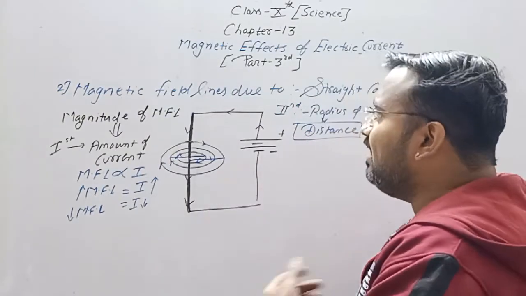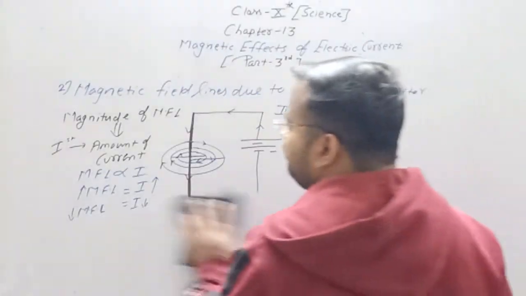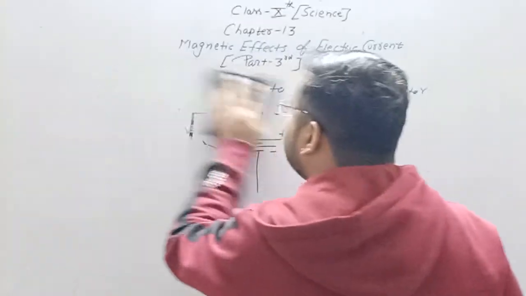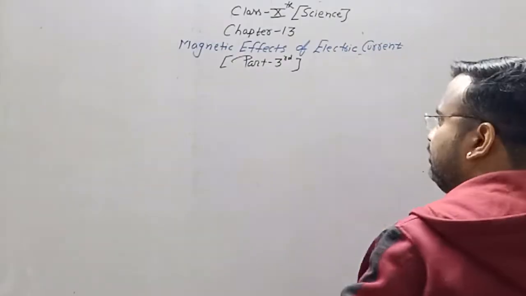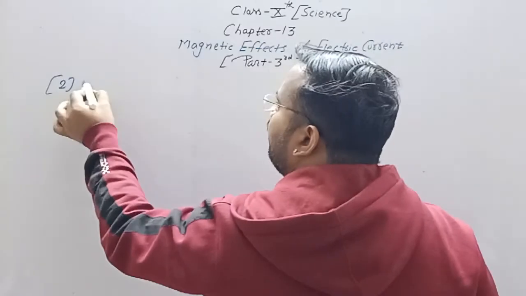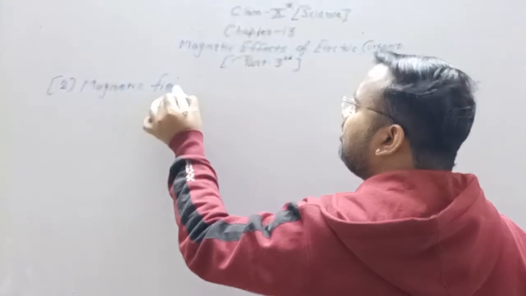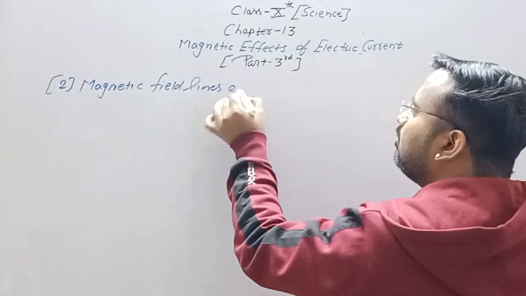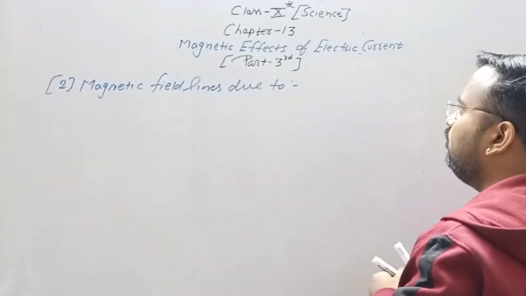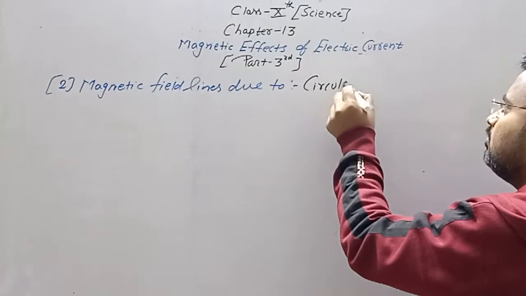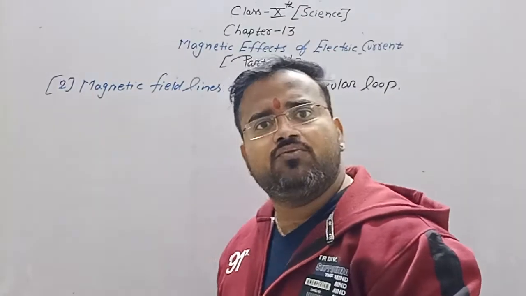Clear? Now the next topic in this chapter is magnetic field due to a circular loop. Okay, magnetic field due to a circular loop.